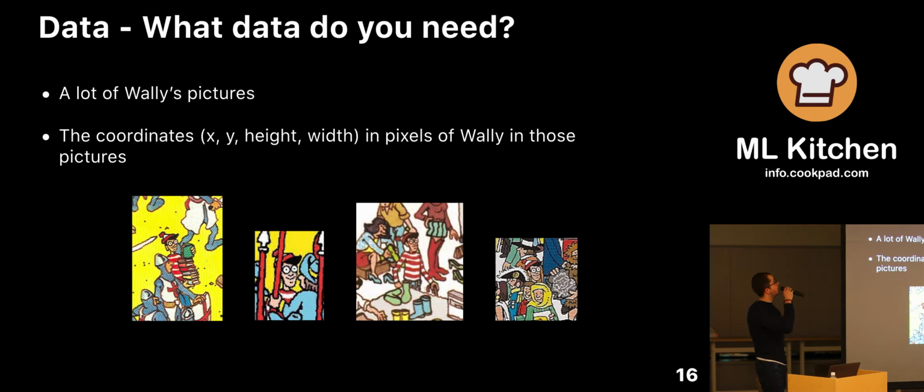The other step is data. What data do you need? Like every machine learning project, we need a lot of images. So a lot of Wally pictures and the coordinates x, y, height, and width in pixels of Wally in those pictures.